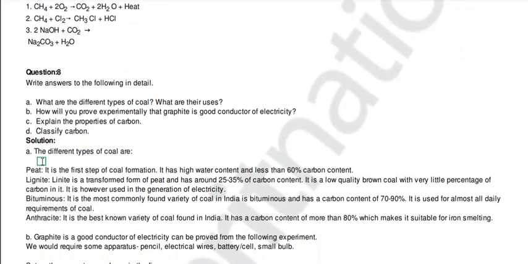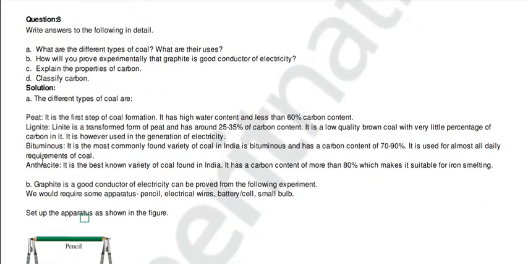Question 8. Write answers to the following in detail. A. What are the different types of coal? What are their uses? B. How will you prove experimentally that graphite is a good conductor of electricity?